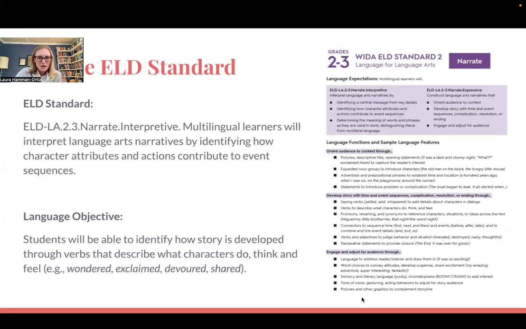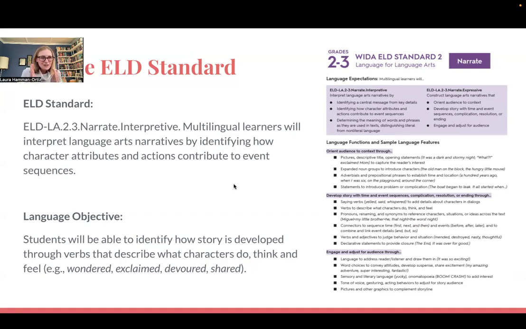So I went down below and I looked at, okay, if I want them to be looking at character attributes and actions and how those are contributing to event sequences, here we have that: developing the story with time and event sequences and some specific language goals or language features. So I wrote the language objective. Students will be able to identify how story is developed through verbs that describe what characters do, think, and feel, such as wondered, exclaimed, devoured, shared.